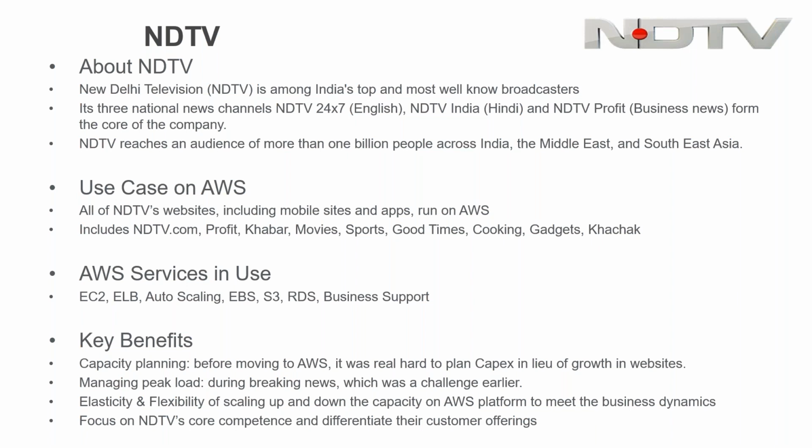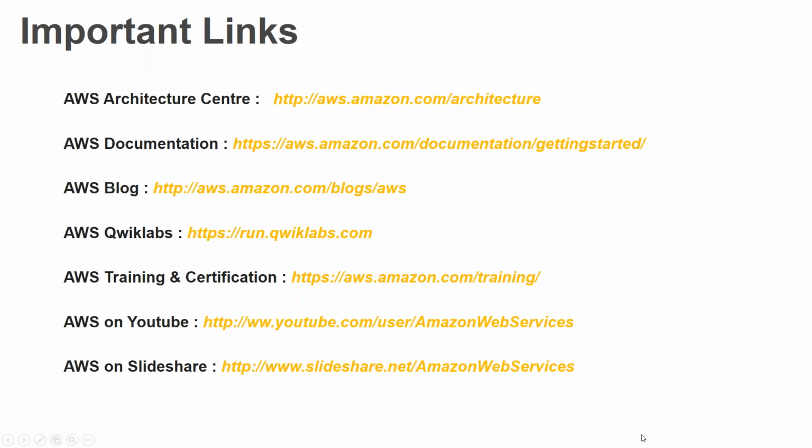Some of the important links on AWS: we have the architecture center for various use cases. You can look at some sample architectures that are available at aws.amazon.com/architecture. The entire documentation of AWS is available publicly, and all the blogs, if you want to follow them.